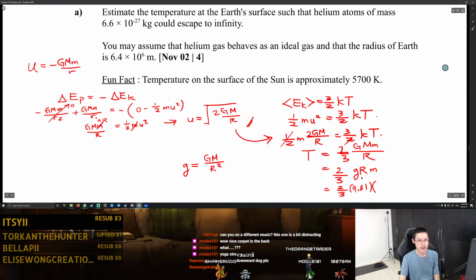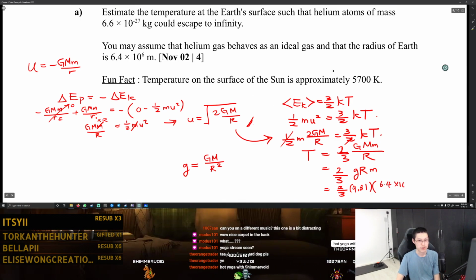Okay. R is the radius of the Earth, which is about 6.4 times 10 to the power 6. m is the mass of the molecule.